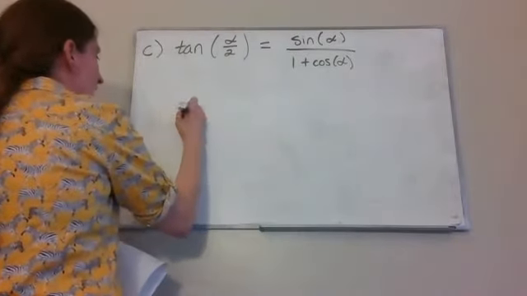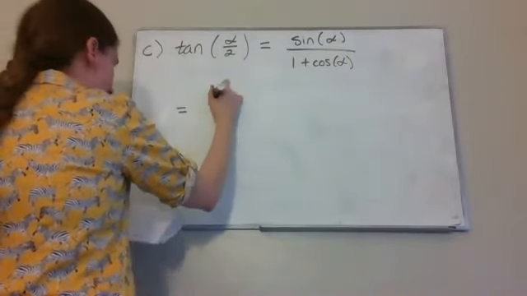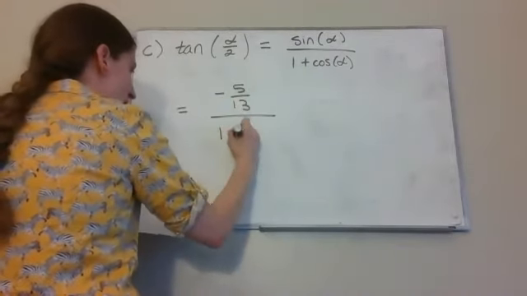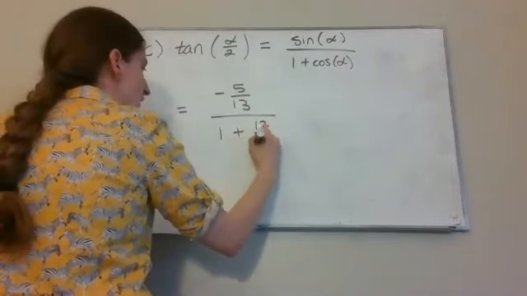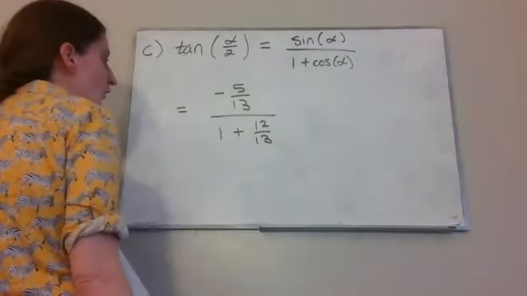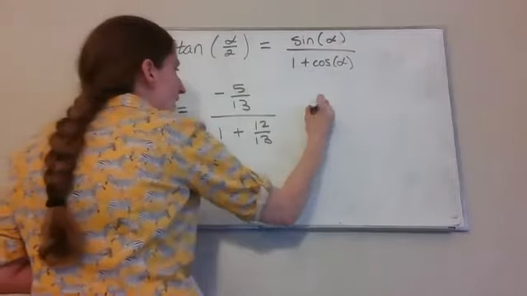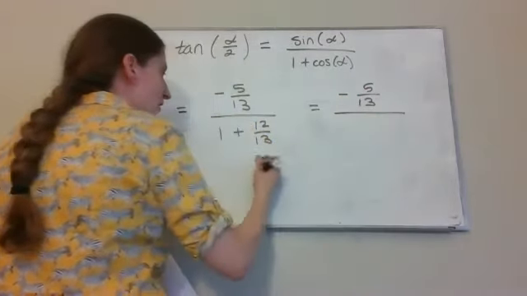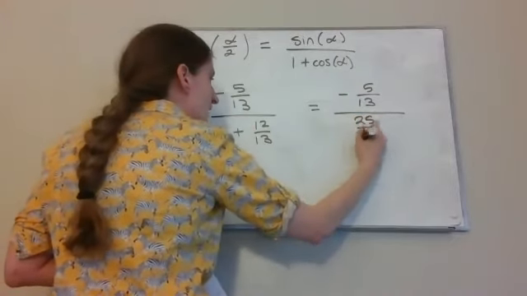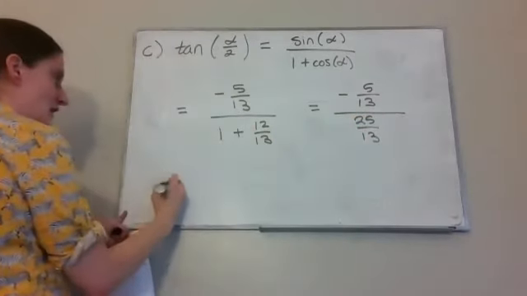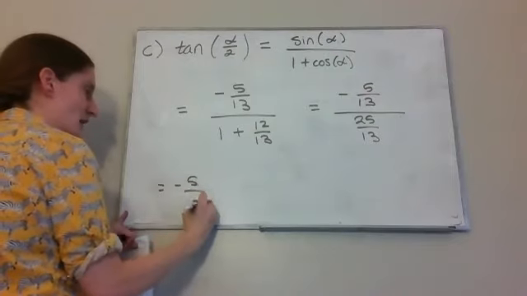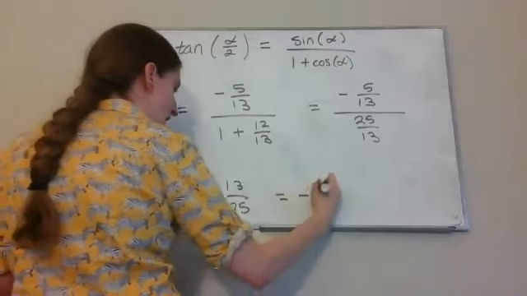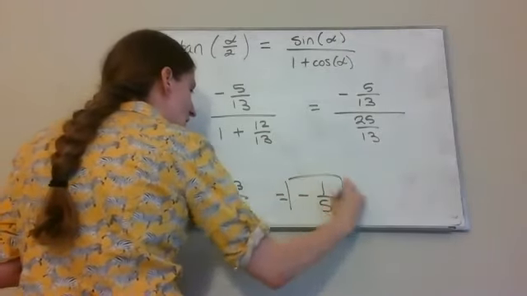Now I can just plug in my information. Sine of alpha we had was negative 5 over 13. Cosine of alpha we got from our triangle. It was positive 12 over 13. So I have negative 5 over 13, and my denominator is 25 over 13. Then I can flip and multiply by the reciprocal and get a simplified answer of negative 1/5.